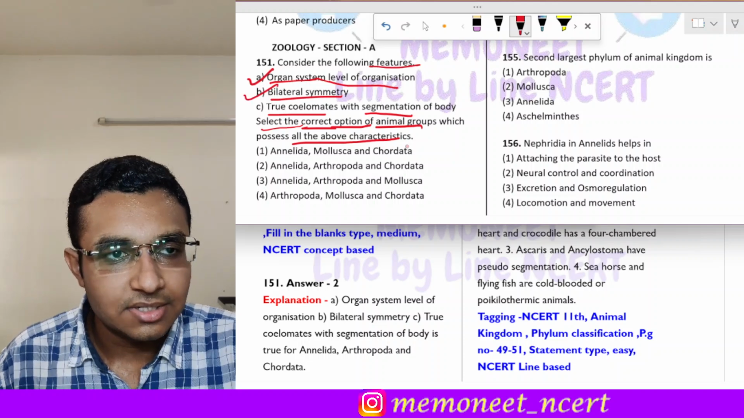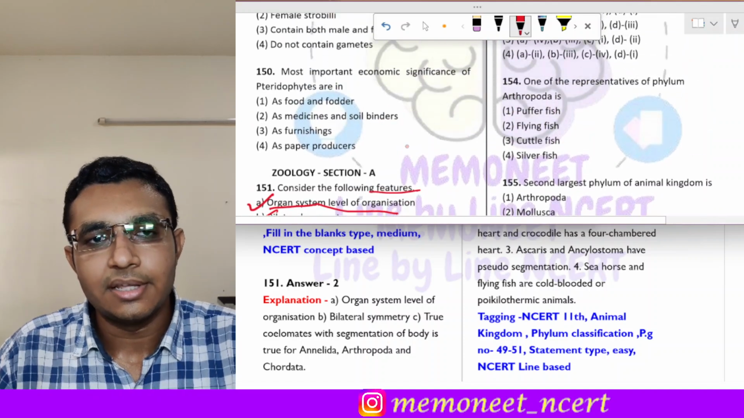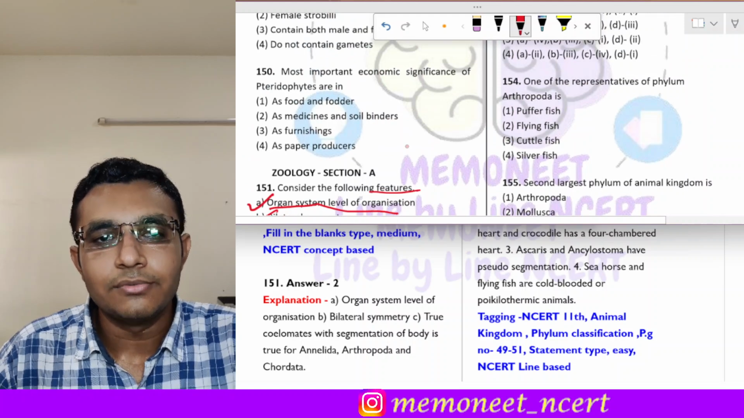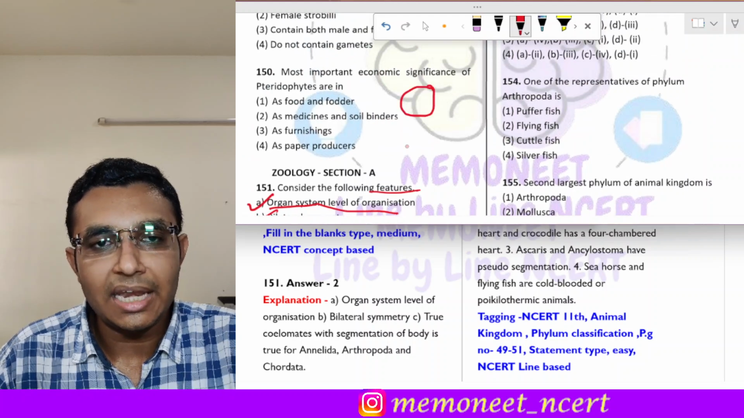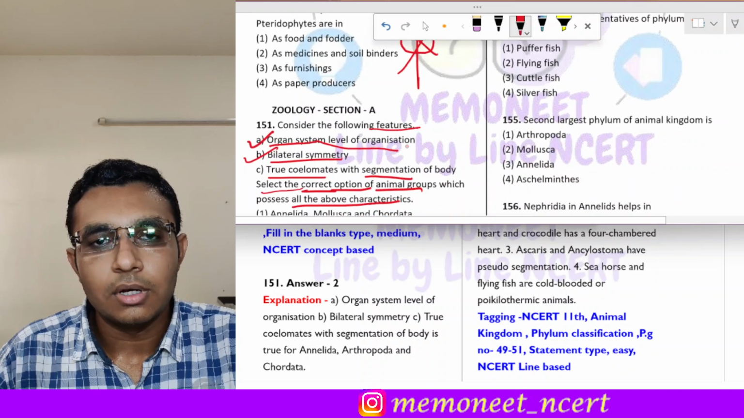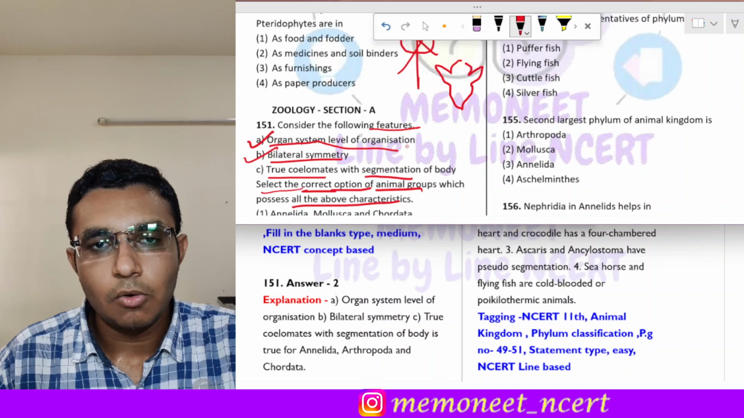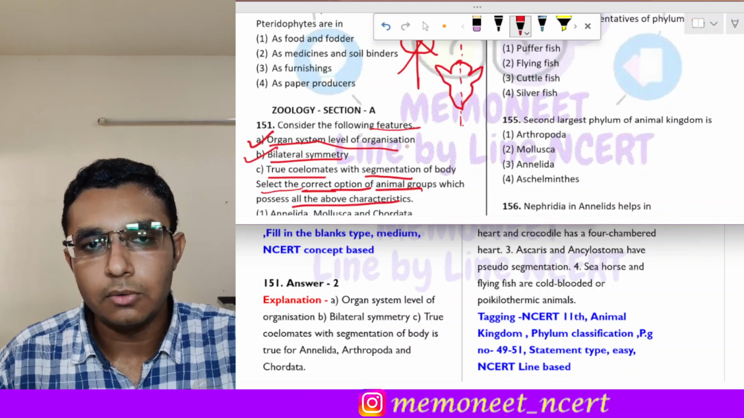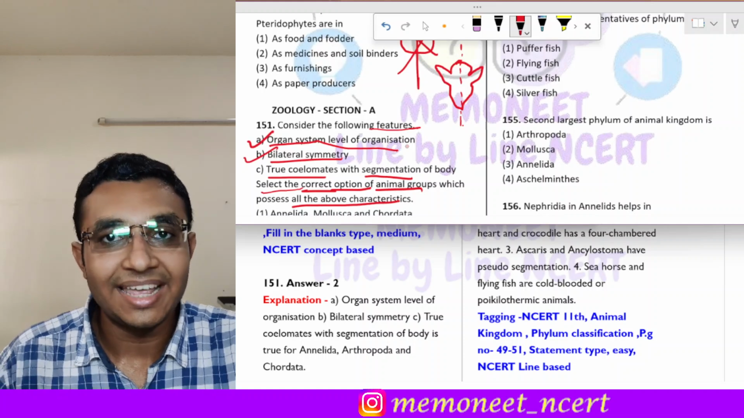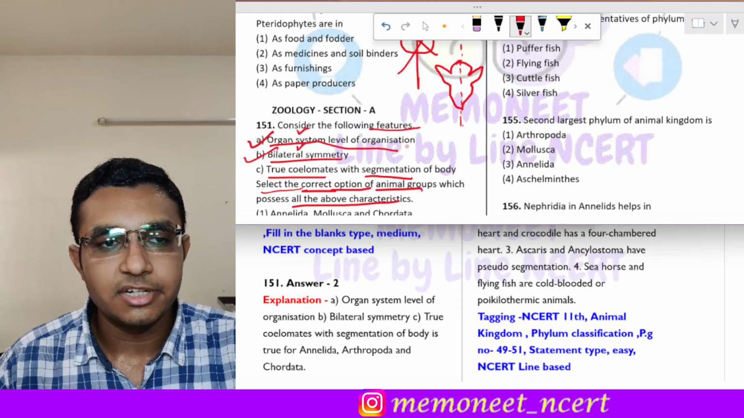Second is bilateral symmetry. Now, to know the difference between radial and bilateral symmetry, we need to understand first of all, radial symmetry. So if an organism is divisible in any planes, like any planes at 360 degree, then that is called as radial symmetry. But if the organism is divisible by only a single plane, like if this is an organism and it is divisible only by a single plane into two equal right and left halves, then it is called as bilateral symmetry.